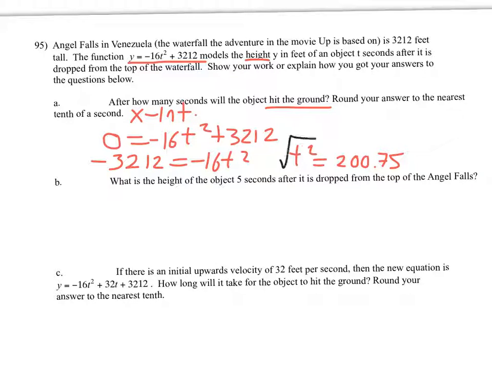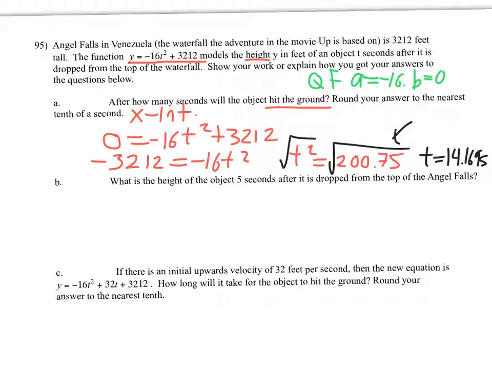That means that when I take the square root of both sides, we're going to have t is equal to, sorry, I got to get this on my screen, okay, 14.169 seconds. I also would accept square root of 200.75 as an answer. I also would accept you doing the quadratic formula, where in this case a is equal to -16, b is equal to 0, there is no x term, and c is 3212. And that would come out okay as well.